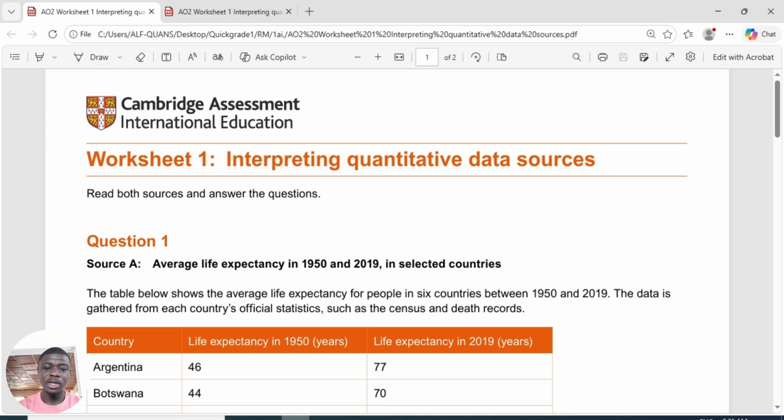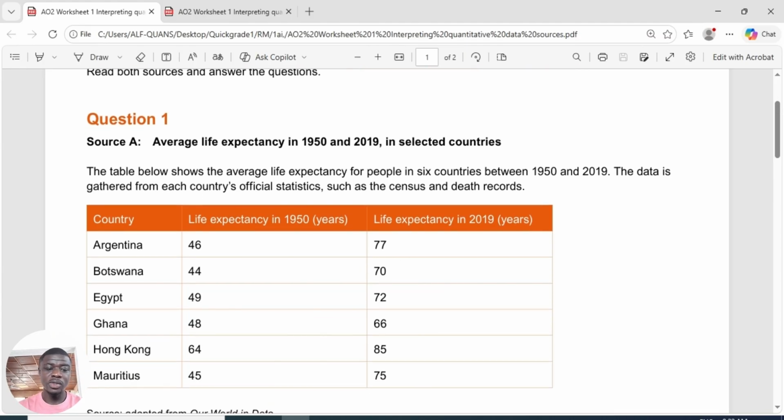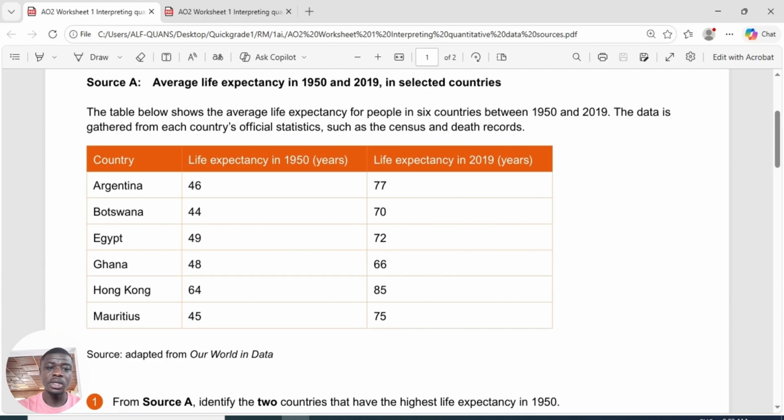Now today our focus is still on research method. In our previous video we discussed interpreting qualitative data sources. In today's lesson our focus is going to be on interpreting quantitative data sources. As sociology students, I'm sure you are familiar that in research method they always give you a source, and the source could be qualitative or quantitative. Once we've discussed qualitative in our previous video, we are going to look at quantitative data sources today.